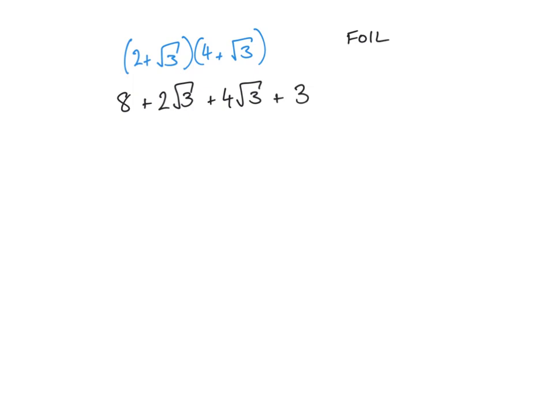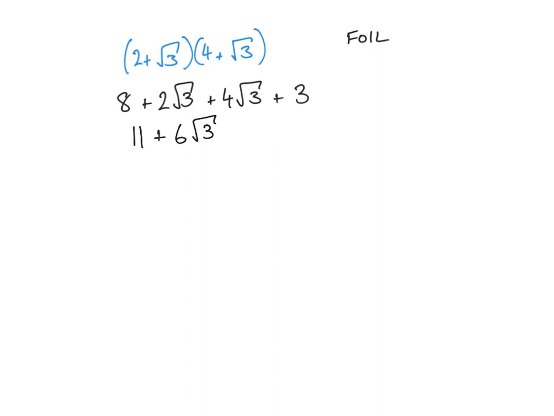And now it's just a matter of simplifying things down a bit. We have 2 surd terms and 2 constants, 2 integers that we can add together. So 8 plus 3 is 11. 2 root 3 plus 4 root 3 is positive 6 root 3. And so we've expanded that set of brackets, and we've simplified it down.